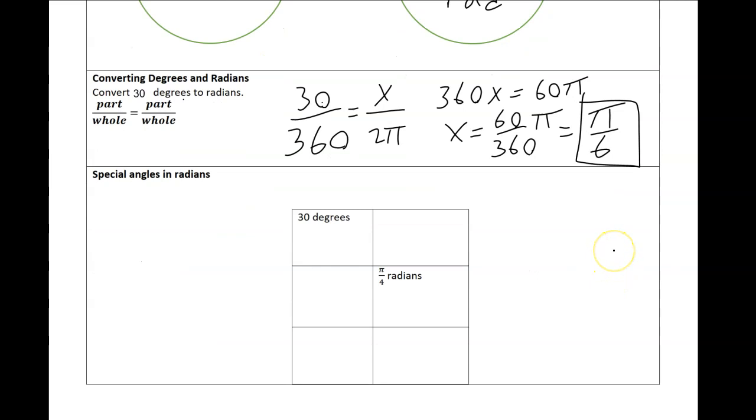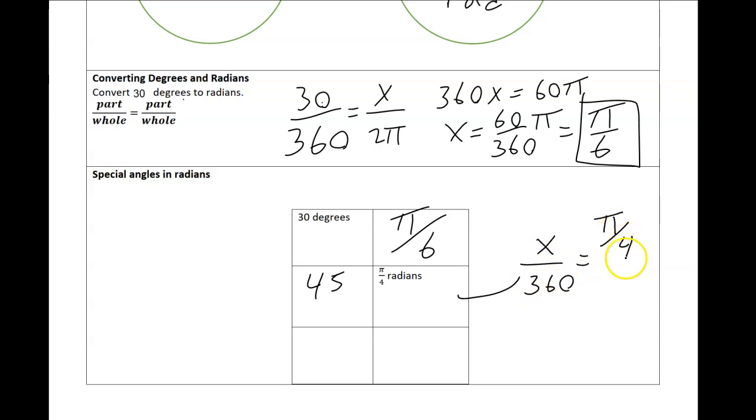And notice what we're going to do here now is fill out a table. So pi over 6 is 30 degrees. By the same process, this is 45 degrees. And I would be like, okay, x over 360 equals pi over 4 over 2 pi is one way you could do that. And then here's 60 degrees. Well, it's 2 times pi over 6, right? So it would be pi over 3. So those are our special angles in radians.